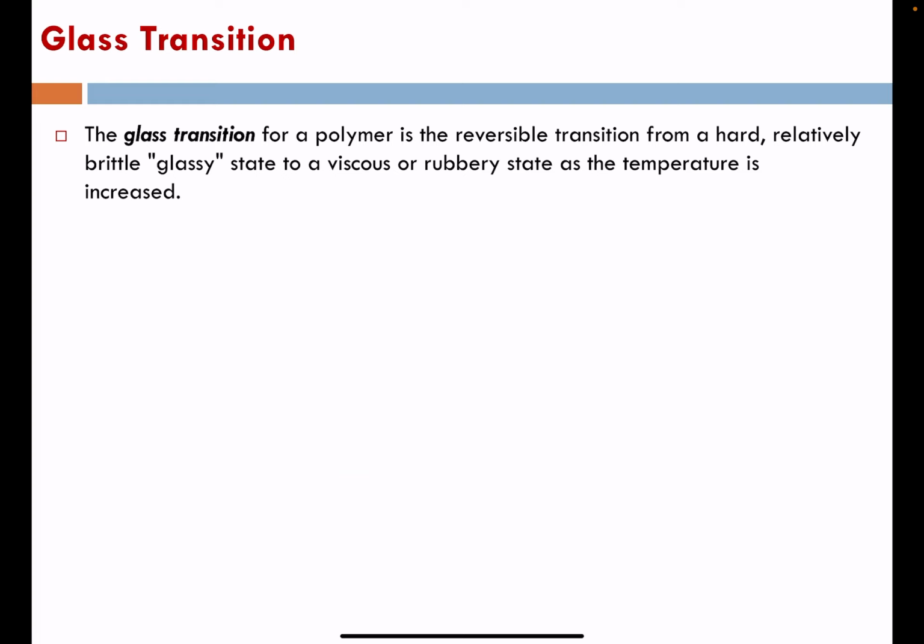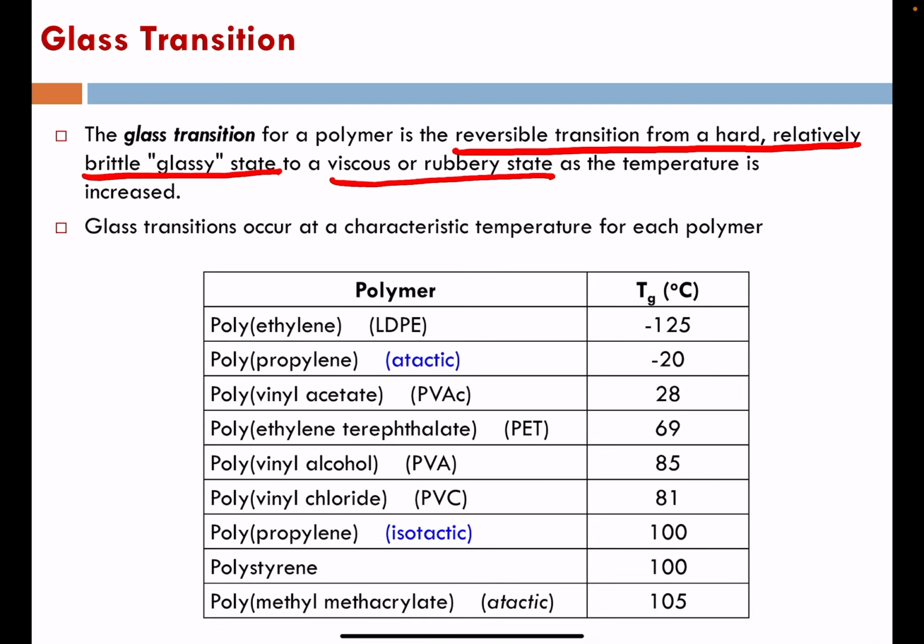Okay, so to define and help us understand that transition from the glassy to rubbery state, we have the glass transition temperature. So this is known for a polymer. It's the reversible transition from a hard, relatively brittle, glassy state into its viscous or rubbery state as the temperature is increased. The glass transition temperature turns out to be a characteristic that is unique to many polymers.